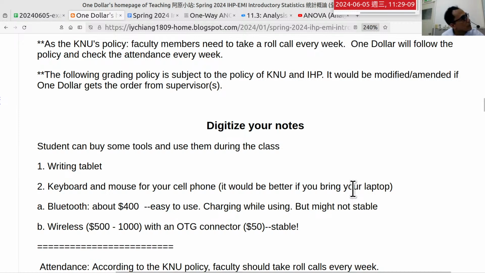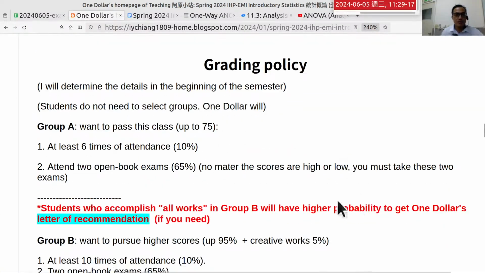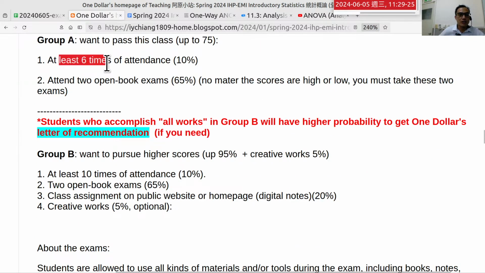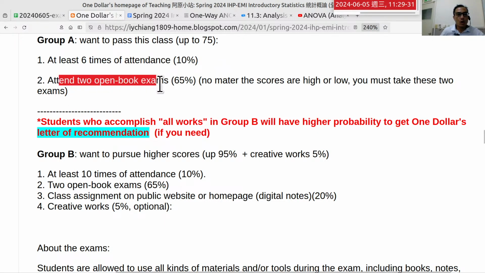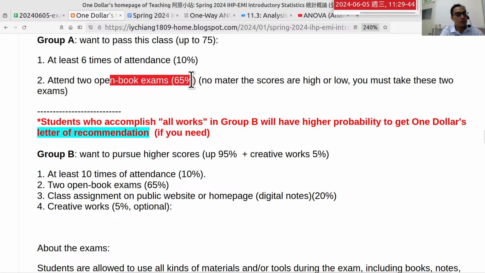Oh, okay. Before we move to the next example, let me review our grading policy again. In group A, you just want to pass. The requirement is very easy: at least 6 times of attendance, that is 10%, and attend 2 open book exams. You have done 1, and next week is the final exam. No matter the score, how high or low, I don't care, but you need to attend both of the exams.